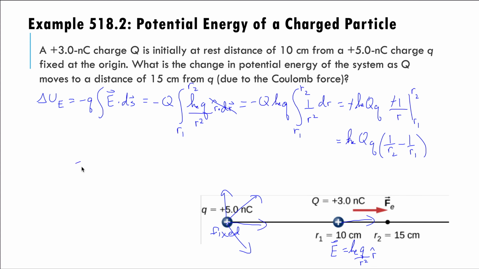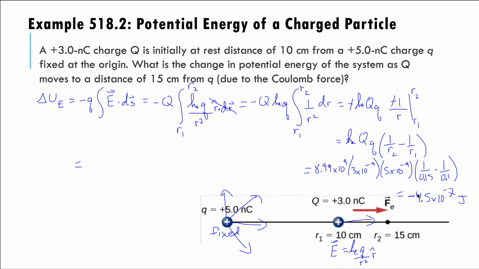So now we can go ahead and plug in the values. We're going to get 8.99 times 10 to the 9 times 3 times 10 to the negative 9 was the big Q, times 5 times 10 to the negative 9, right? Or nano is negative 9. And then 1 over the distance has to be in meters, so 0.15 minus 1 over 0.1. And all of this will give us a negative 4.5 times 10 to the negative 7 joules.